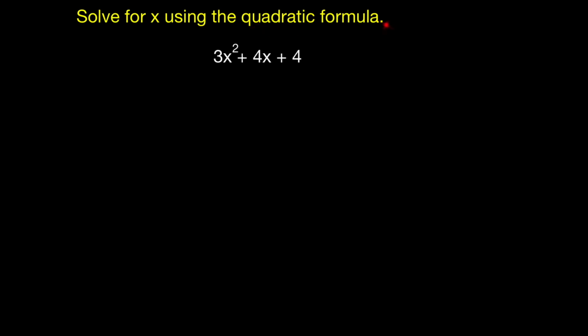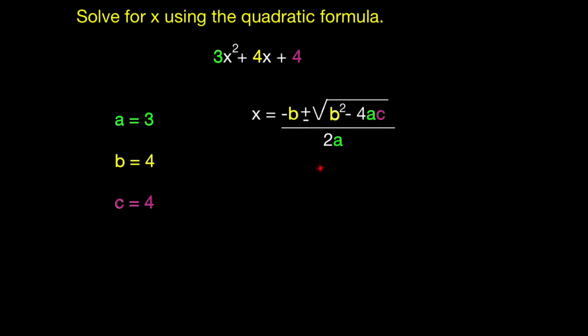Solve for x using the quadratic formula. The first thing that I'm going to do is label all of my values. My a value is 3, my b value is 4, and my c value is 4. Next, I'm going to use the quadratic formula to substitute all of these values.